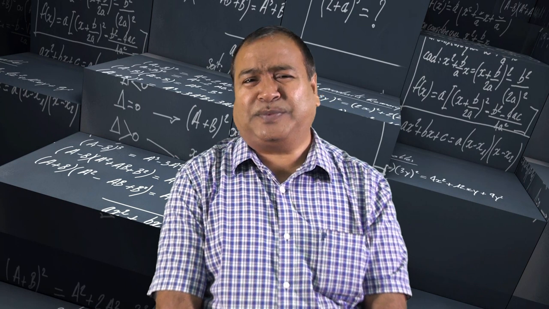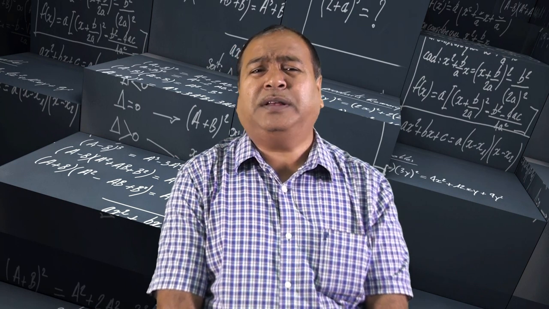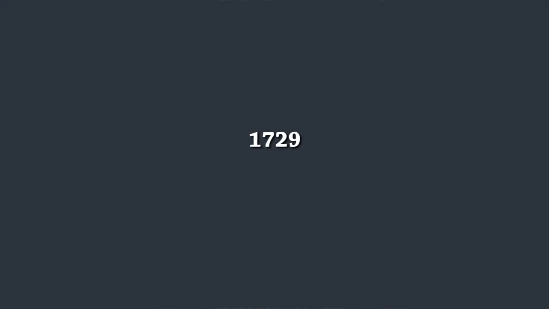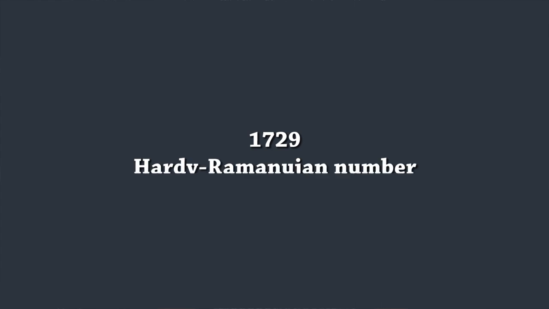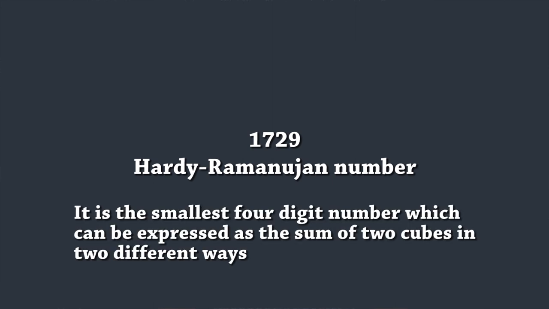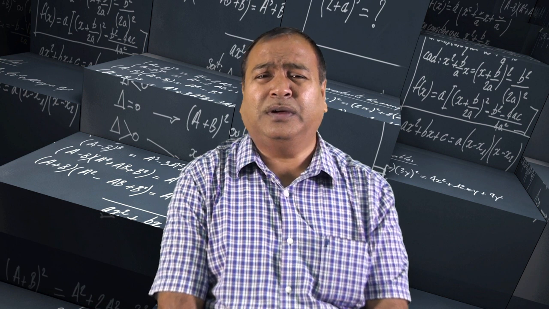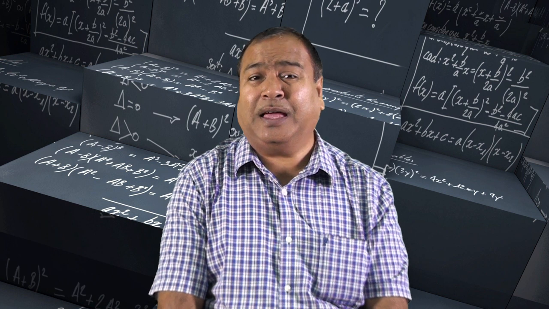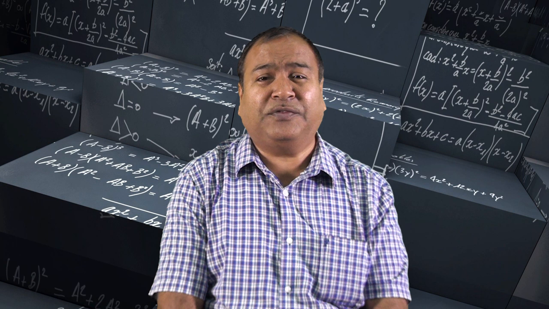Let us observe one very interesting special fact about cubes. Consider the number 1729. In fact, this is a very special number called the Hardy-Ramanujan number. What is the speciality of this number? Yes, it is the smallest 4-digit number which can be expressed as the sum of two cubes in two different ways, as 1729 is equal to 9 cube plus 10 cube, which is also equal to 1 cube plus 12 cube. Similarly, there are some other numbers also with the same property, as they can be expressed as the sum of two cubes in two different ways.